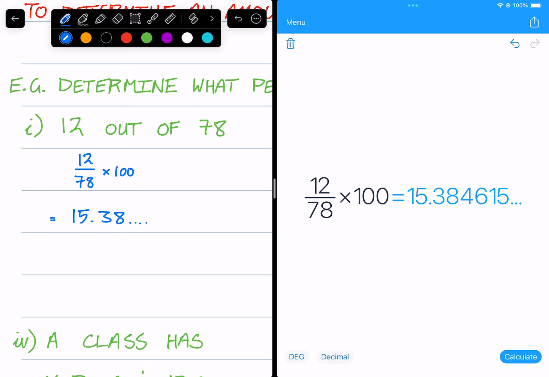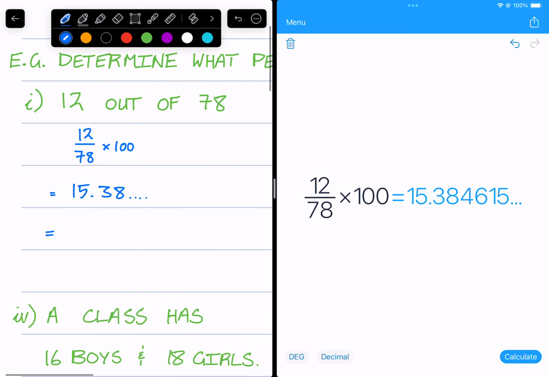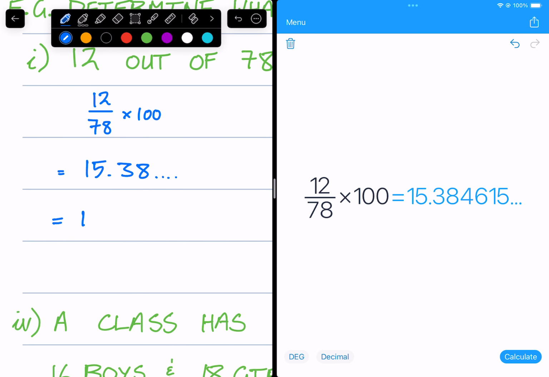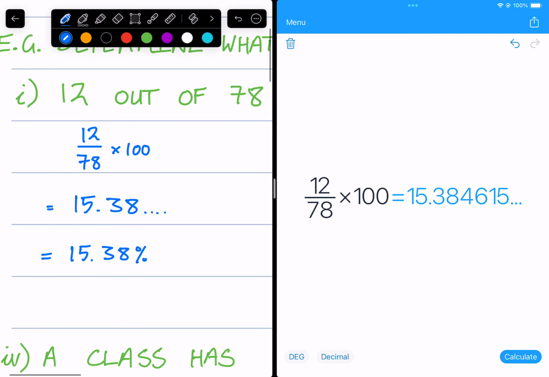So this is a percentage. But for this, we can round it to any amount that we'd like. Unless the question says round it to a certain number of decimal places, I'm going to round it just to 2 decimal places. So 15.38%. Simple as that.